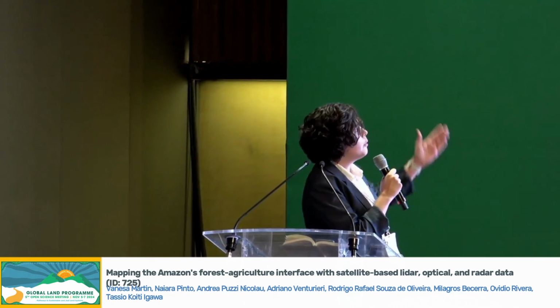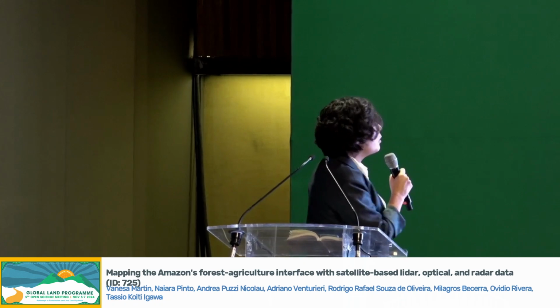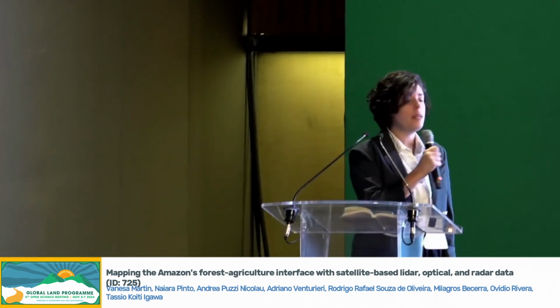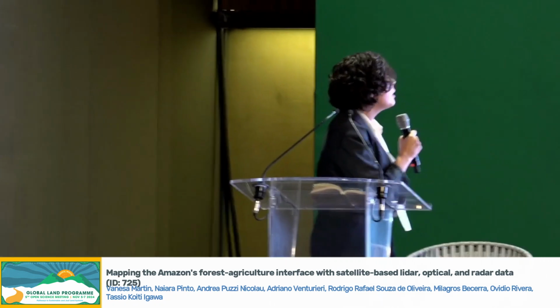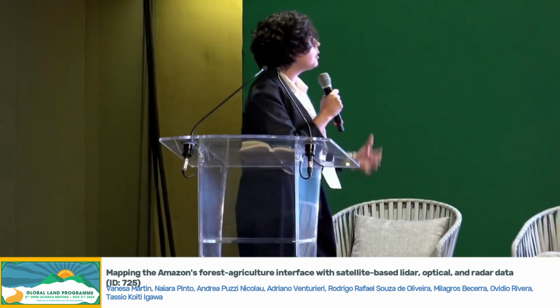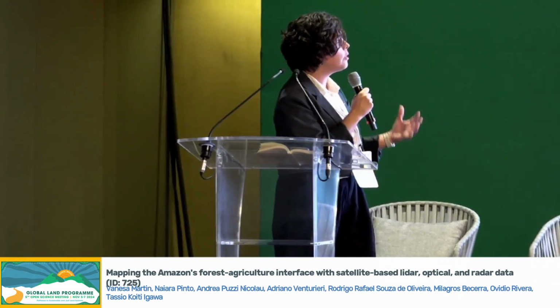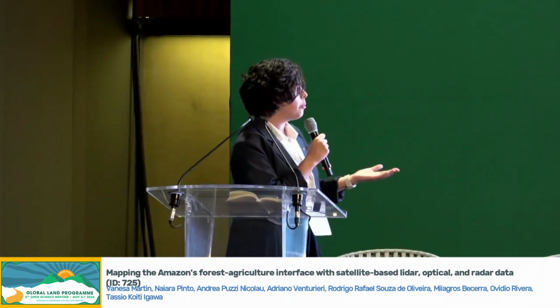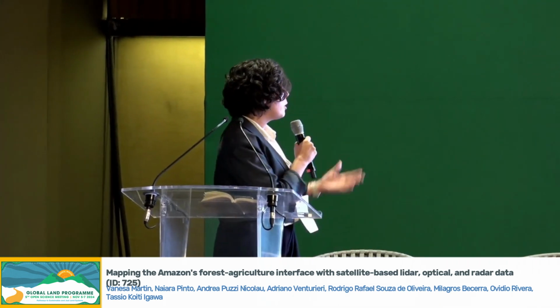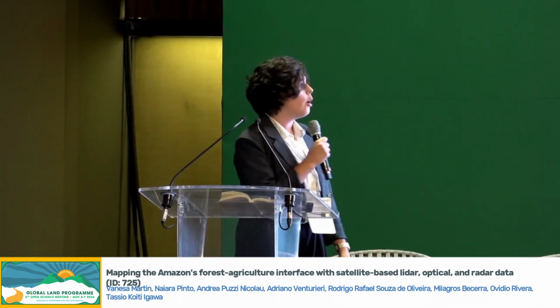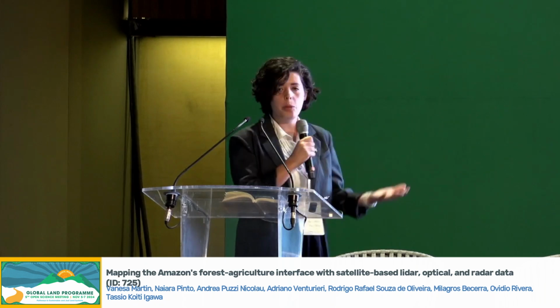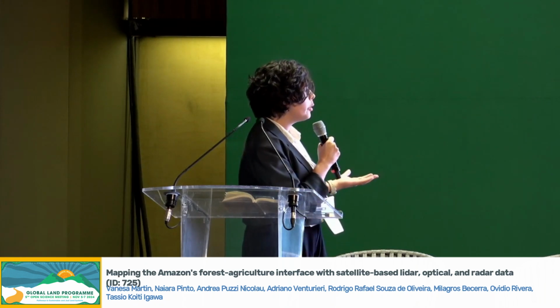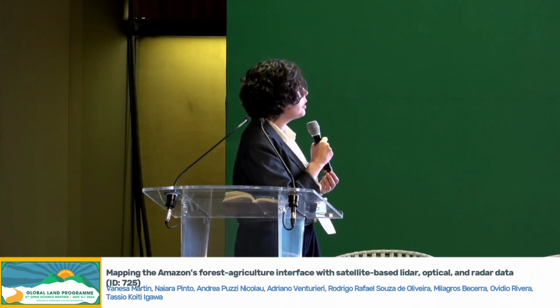Here we show some examples of what we mean by forest agriculture interface, which many of you are more than familiar with: this frontier region of expansion of agriculture into forested areas, or agroforestry systems as well. We're mostly interested in mapping perennial crops, especially oil palm and cacao. Perennial crops are those that don't have to be planted every year. They continually reproduce and take a long time to reach maturity.